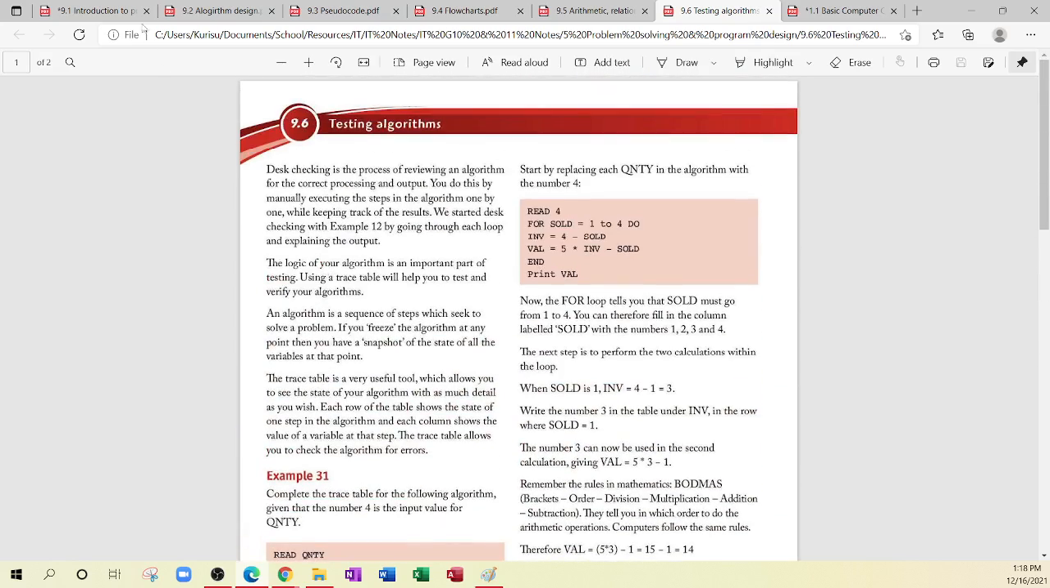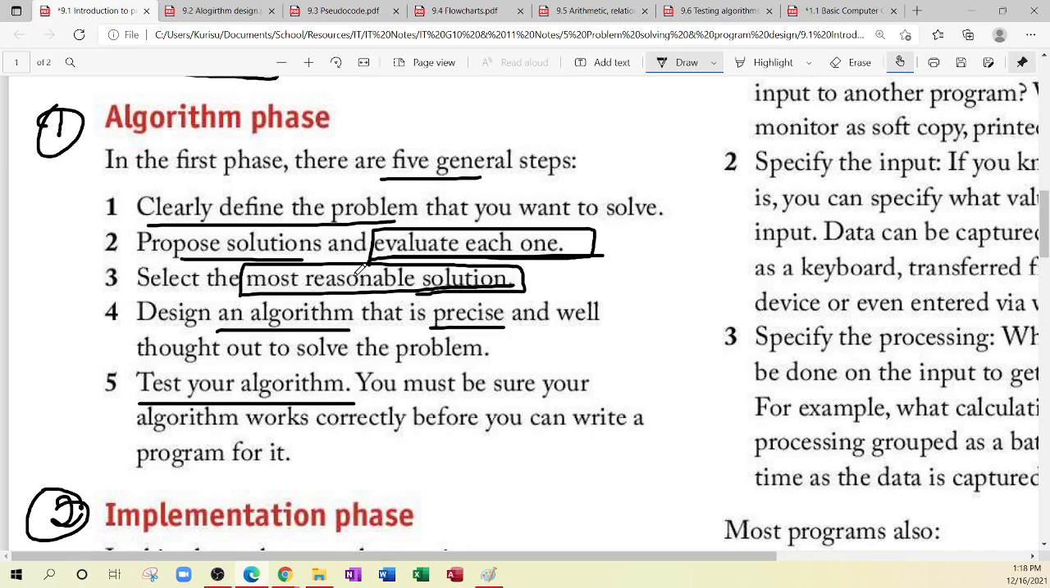Alright, when we get to that stage, let me not confuse you guys. Just understand for now that these are the steps for the algorithm phase. You clearly define the problem, propose a solution, evaluate those solutions, choose the most reasonable solution, design an algorithm, and then test that algorithm to see if it is working.